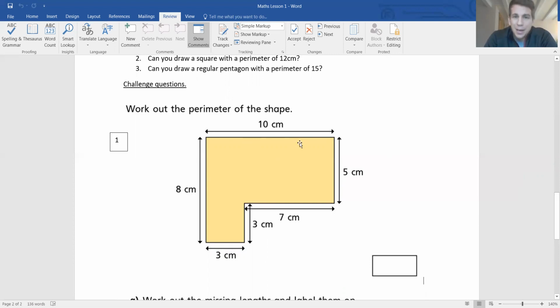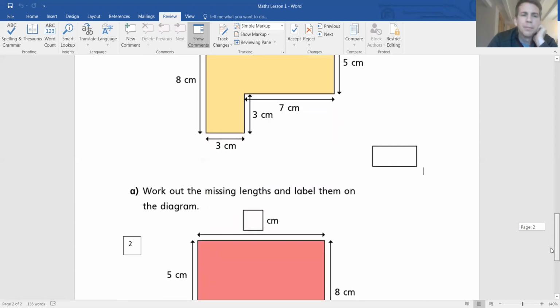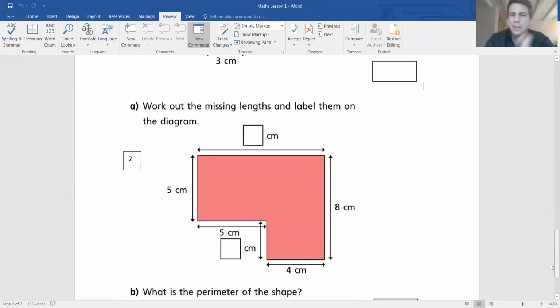And so again, what do you add up to find perimeter? You add up all the sides to find the perimeter. So you add up this one, this side, this side, this side, this side, and do not forget any of them, otherwise the answer is going to be wrong. This one. Now, work out the missing lengths and label it. This is a little bit trickier. I am not going to tell you this because that will definitely spoil what we're doing tomorrow. So this one might be a little bit of a brain teaser. Okay, but I'm going to leave that with you.